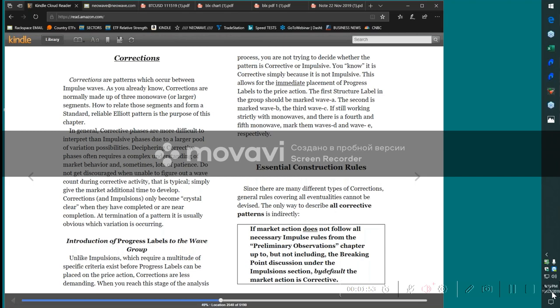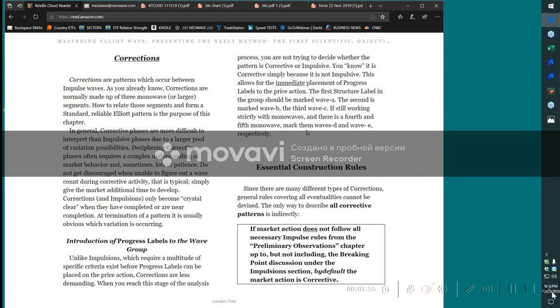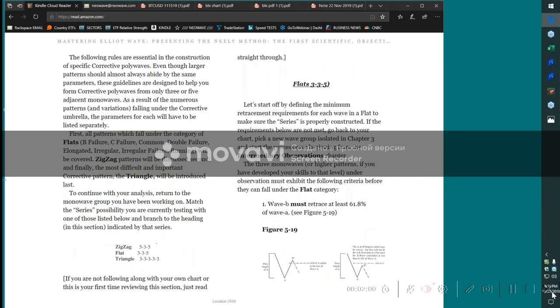So let's move on to the first type of correction. I've actually shrunk the size of the letters here. It actually makes it look a lot more like my book this way. I didn't realize I could do that.